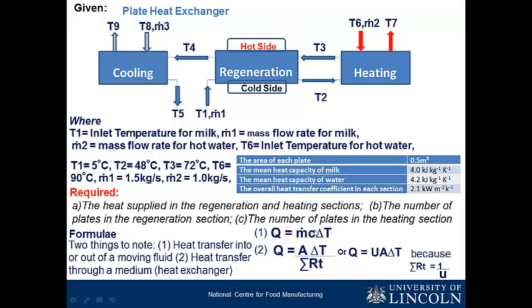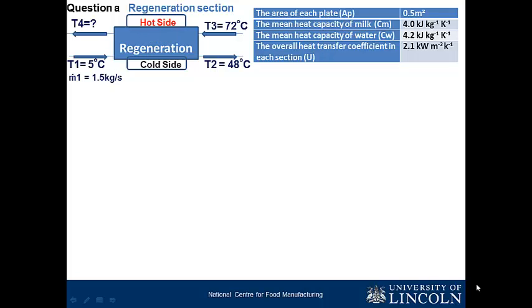Now one, if you are calculating the heat you transfer into or out of a moving fluid, you need this. So this is the regeneration section. Now we want to find out the heat supply in the regeneration section. You know that the milk is going to be entering here at 5 degrees Celsius and is leaving at 48 degrees Celsius for preheating, before it goes into the heating section. We don't want to include the heating section, so as to simplify the scenario.